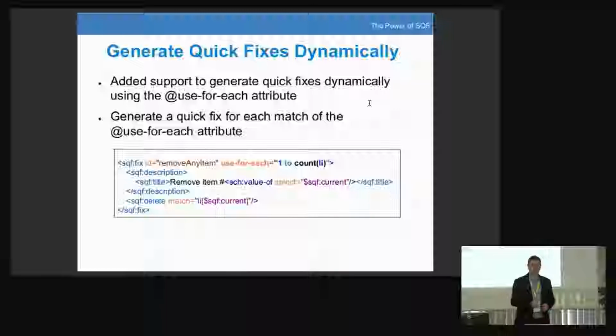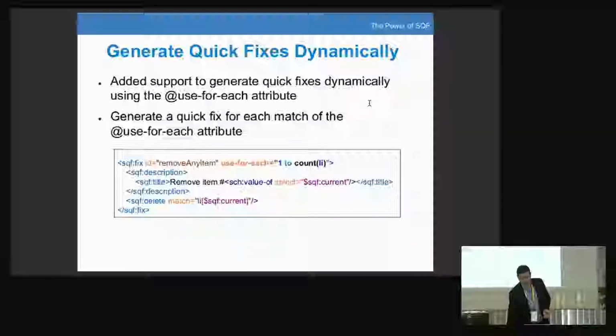Another important addition in the last draft was the support that allows one message to present multiple quick fixes based on an XPath expression. So you can define an XPath expression that, I don't know, takes values from another file, and for each value presents a quick fix that will insert that value.